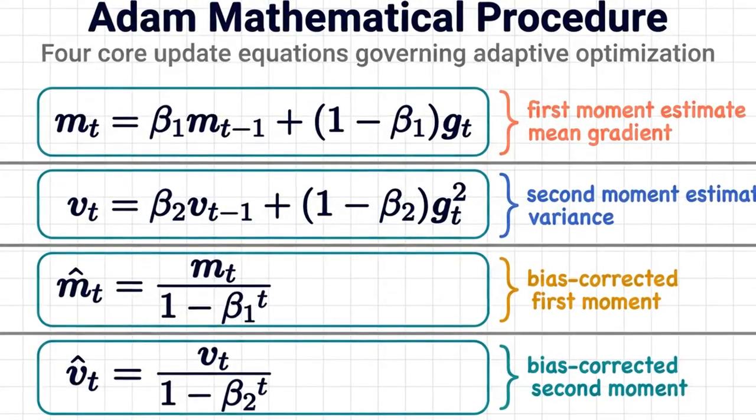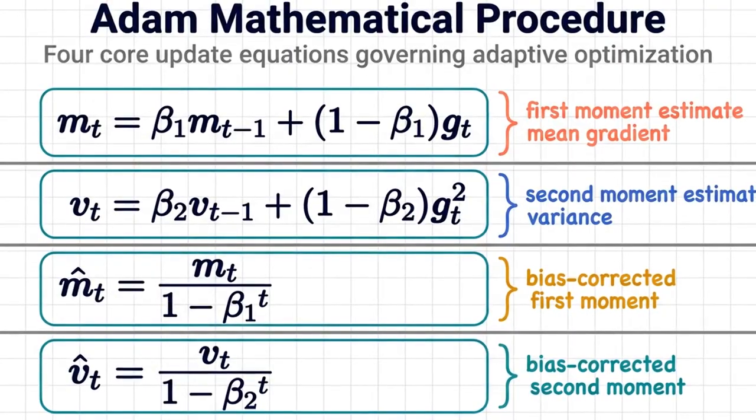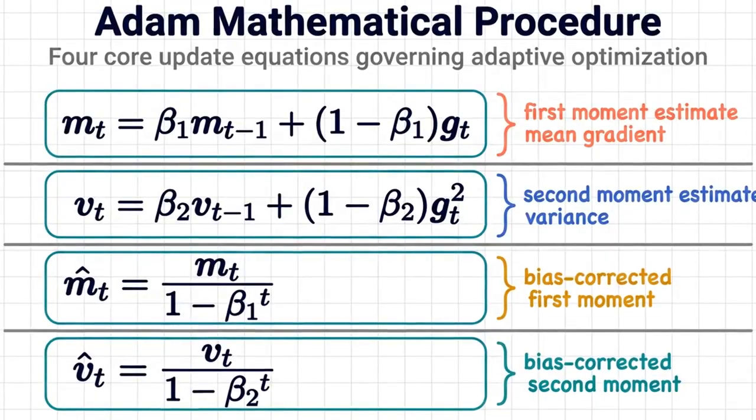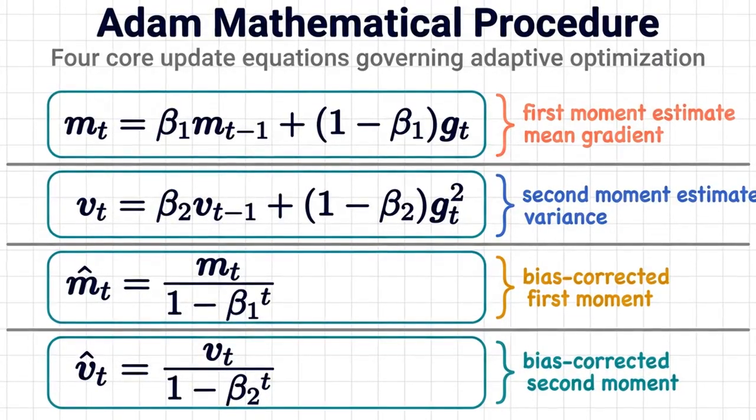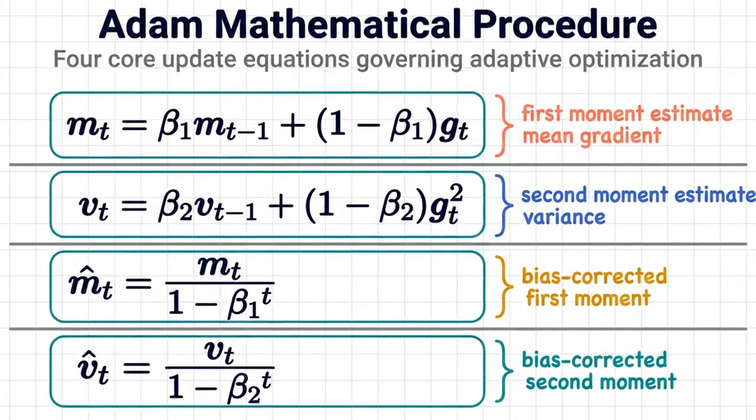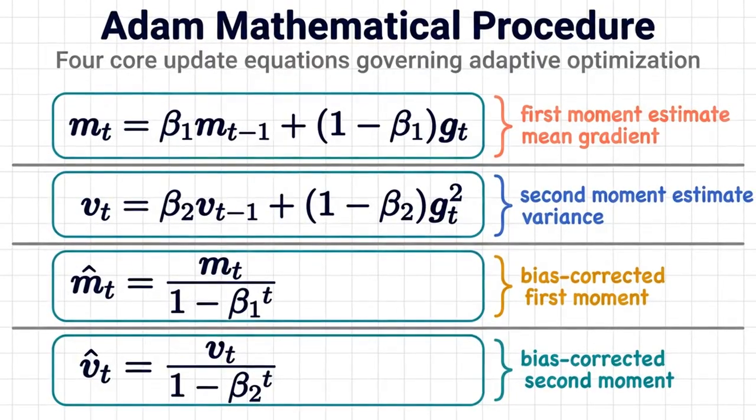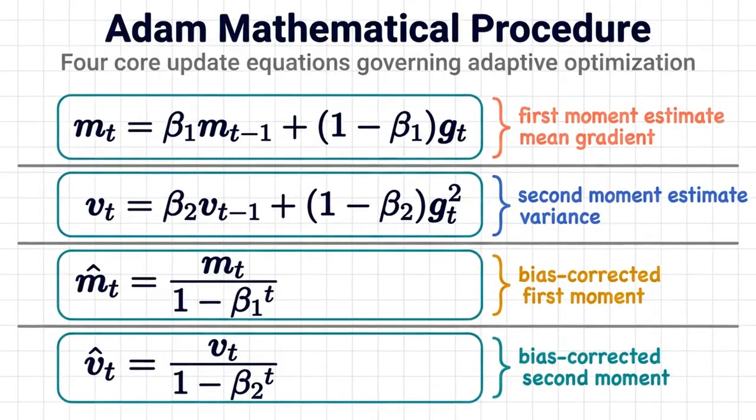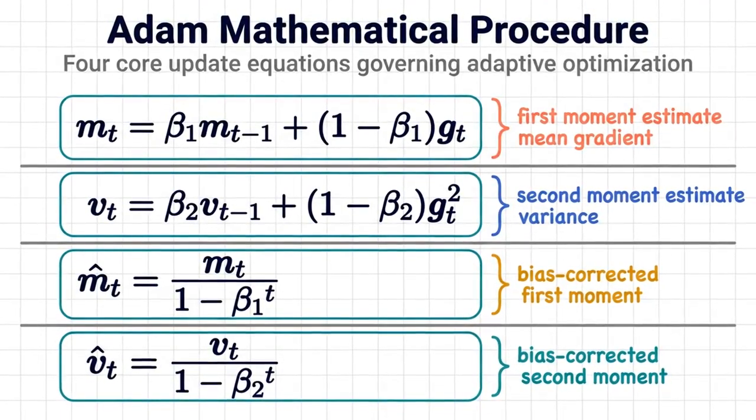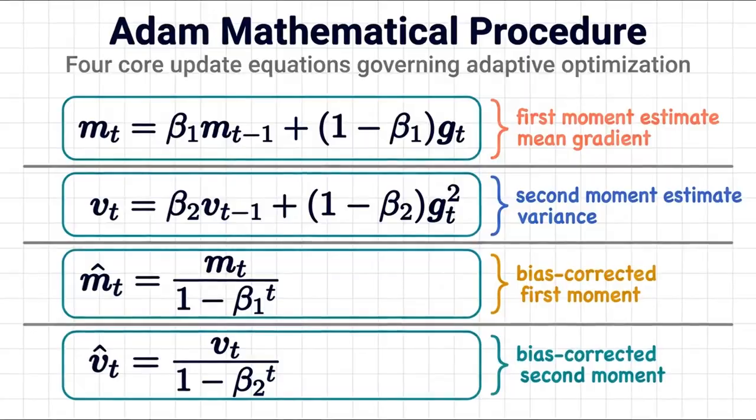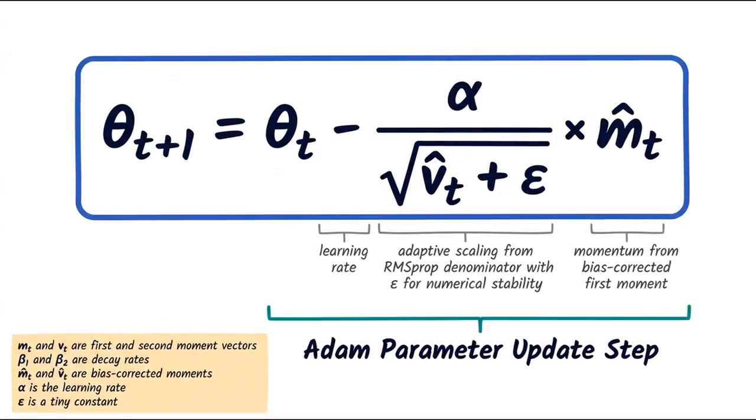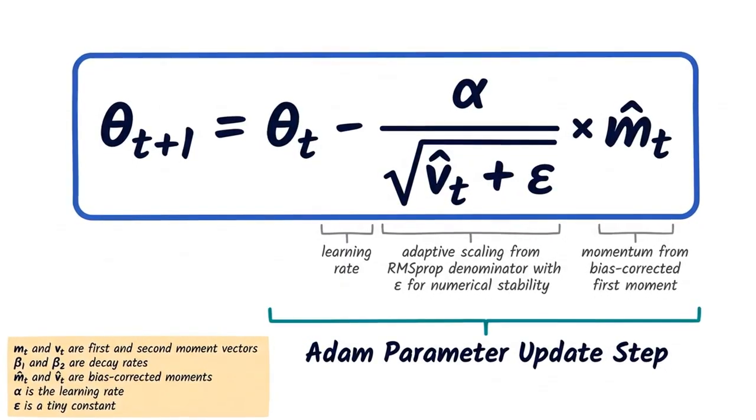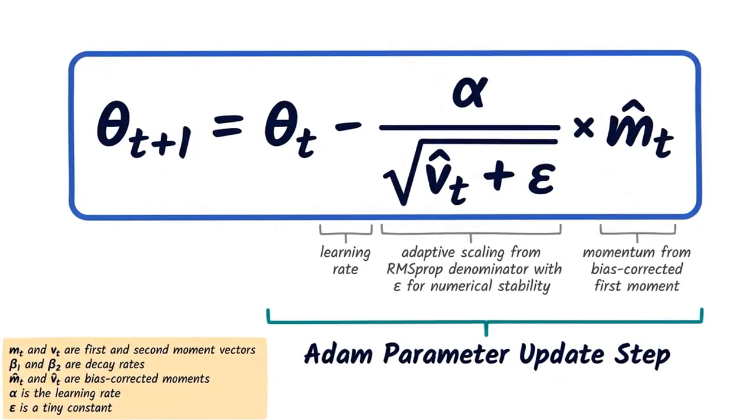m sub t equals beta sub 1 times m sub t minus 1 plus the quantity 1 minus beta sub 1 times g sub t. v sub t equals beta sub 2 times v sub t minus 1 plus the quantity 1 minus beta sub 2 times g sub t squared. m hat sub t equals m sub t divided by the quantity 1 minus beta sub 1 to the power of t. v hat sub t equals v sub t divided by the quantity 1 minus beta sub 2 to the power of t. Theta sub t plus 1 equals theta sub t minus alpha divided by the quantity the square root of v hat sub t plus epsilon, all multiplied by m hat sub t.